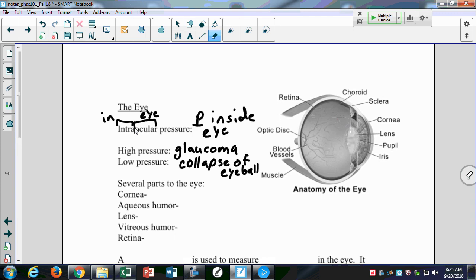All right. There are several parts to the eye. The cornea. We'll see this again later. But the cornea is the outer surface.